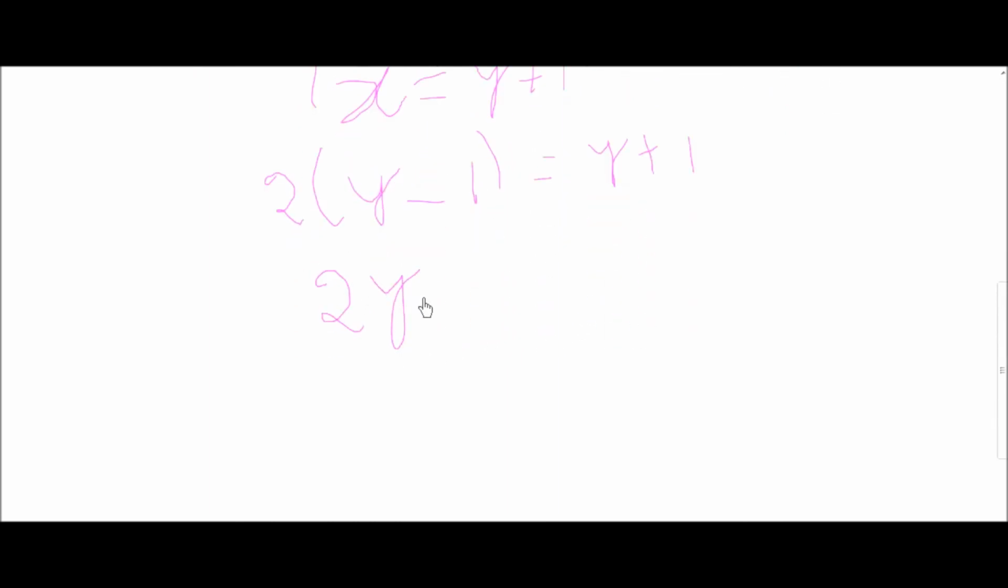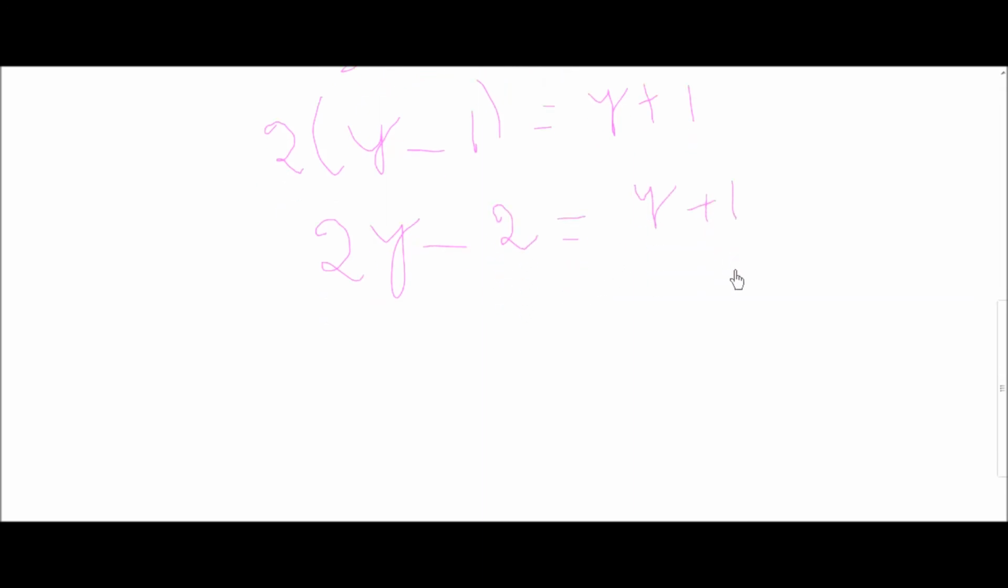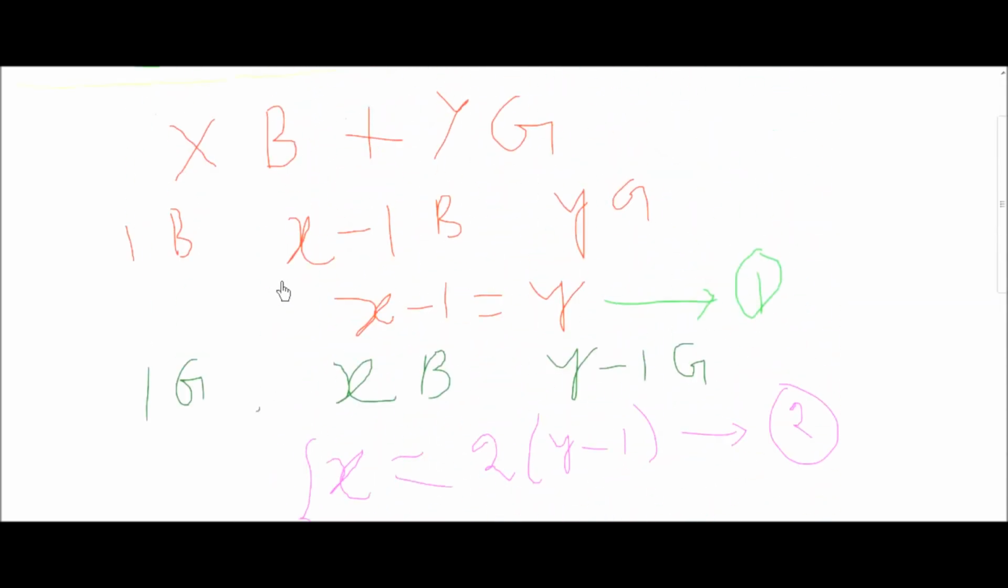Simplifying this, 2y minus 2 equals y plus 1. When we bring this y to this side, it becomes minus y, so 2y minus y becomes y. And this minus 2, when we bring it to the other side, becomes plus 2. So we have 2 plus 1, which is 3. So y is 3.